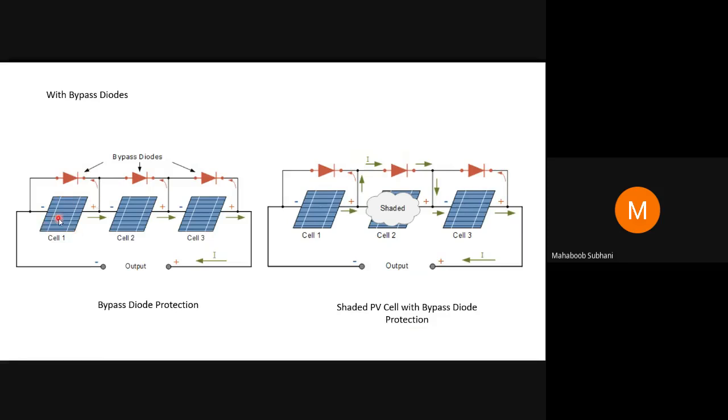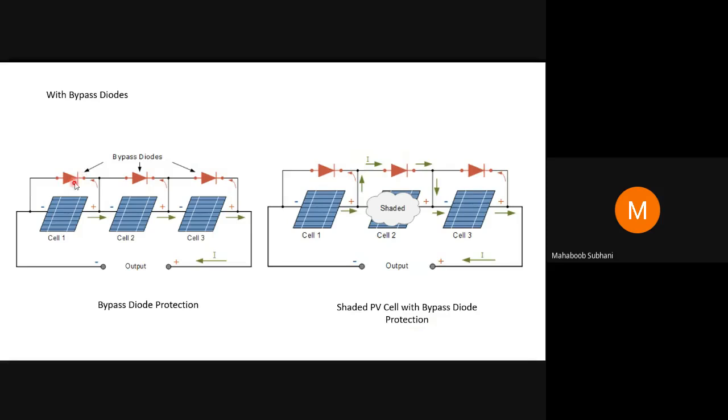So if a cell is connected, it has a negative terminal and a positive terminal. And there are two types of diode. One is the forward bias and another one is the reverse bias. In forward bias, this is the anode, this is the cathode. But the diode we are connecting here is reverse bias, which means this is the negative, this is the positive, this is the anode, this is the cathode.